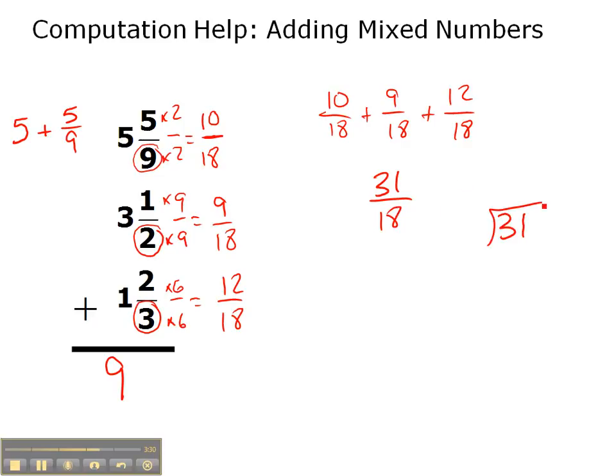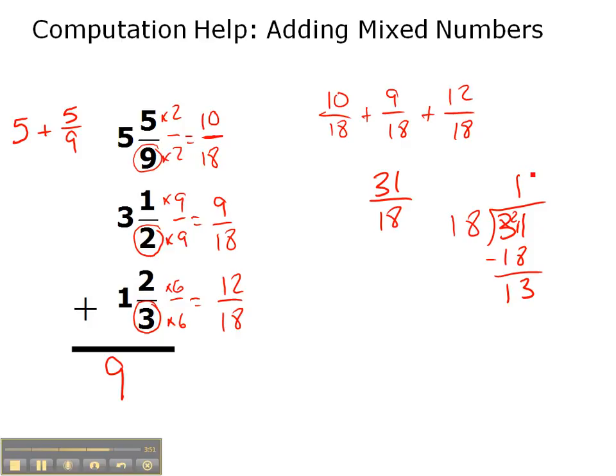31 divided by 18. How many 18s in 31? We know it goes in once. It doesn't go in twice, because 2 times 18 would be 36. That would be too much. So 1 times 18 is 18, and then we subtract. I can't subtract 8 from 1, so I need to borrow here, making that a 2. 11 minus 8 is 3, and 2 minus 1 is 1.